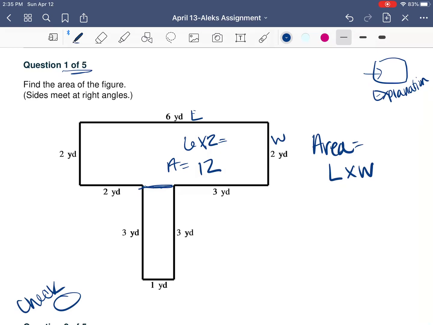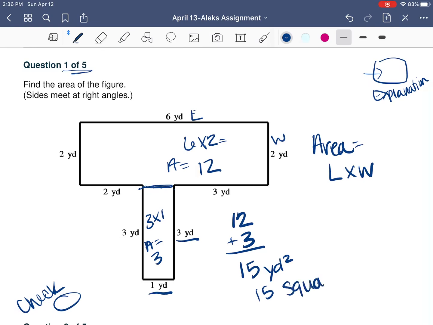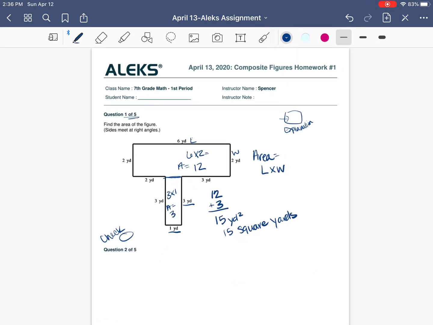And then on this bottom one, I can tell that one of the sides is 3 and one is 1. So we would just basically take 3 times 1. So the area in this one would be 3. So now I can take those 2 areas, 12 and 3, and just add them together, which is going to give me my final answer, which would be 15 yards square, or I could say 15 square yards. And that is how we would do number 1.